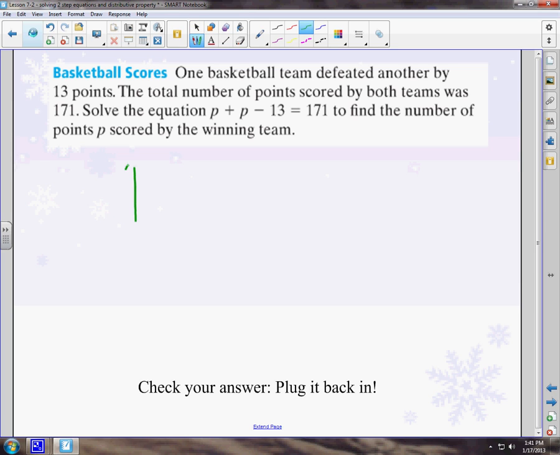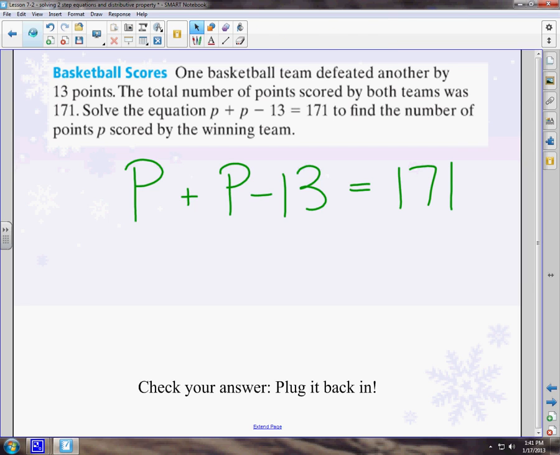So here's what it is. The winning team scored P, okay? The other team that lost by 13 points, their score is right here. P minus 13, that's their score. And then they had a total of 171 points.